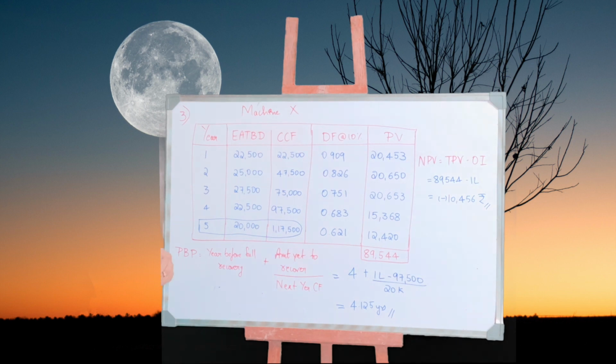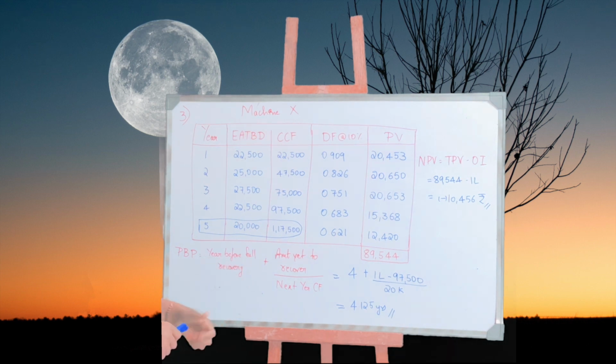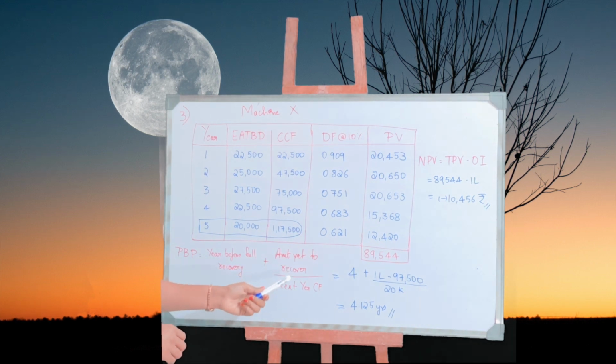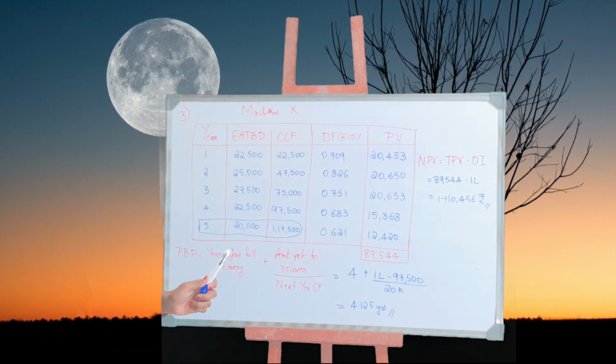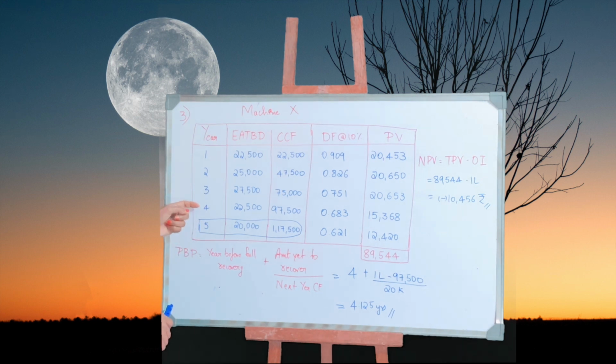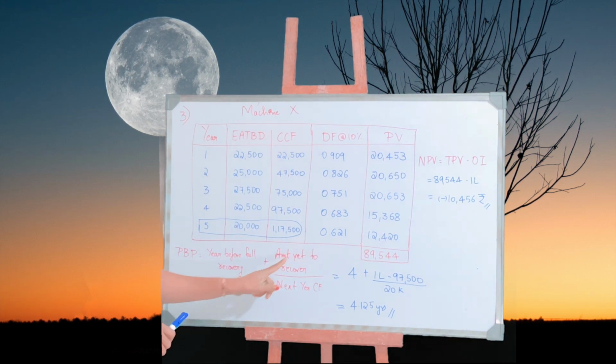Year of recovery is 5th year. That's where it has crossed rupees 1 lakh. So what is my formula? Year before full recovery, amount yet to recover divided by next year cash flow. So the year of recovery is 5th year. The year before 5th year is 4th year. So 4 plus amount yet to recover.